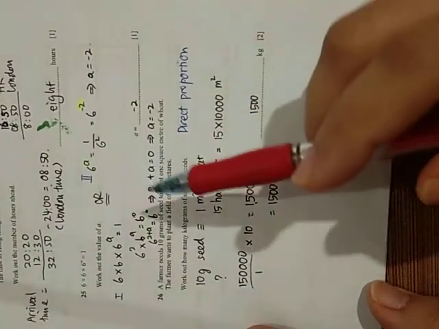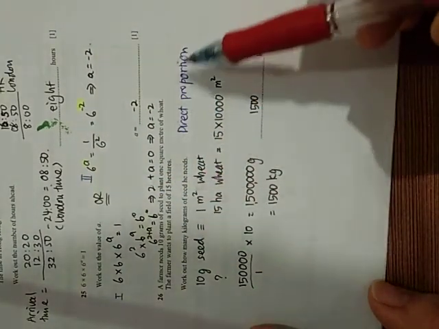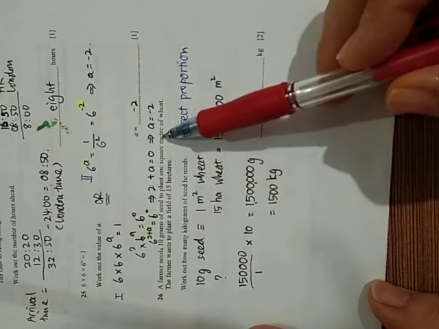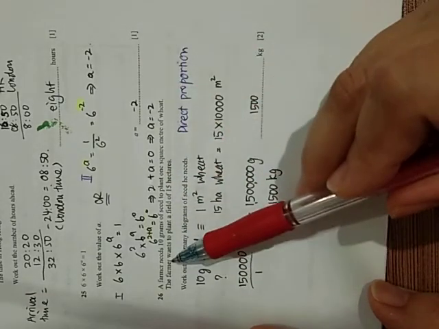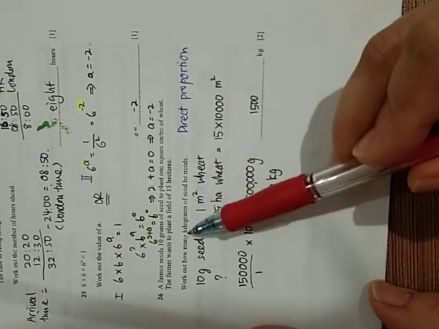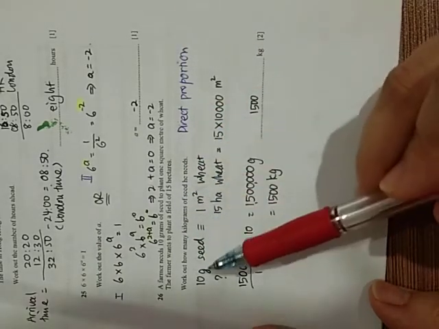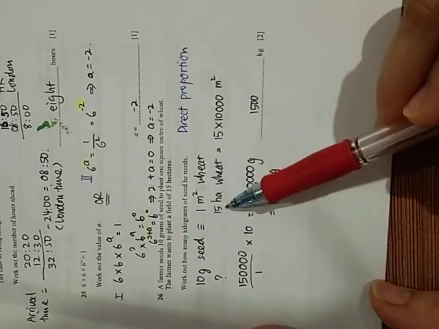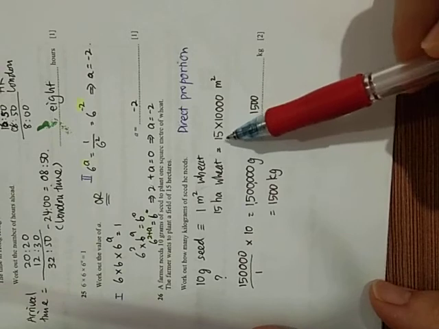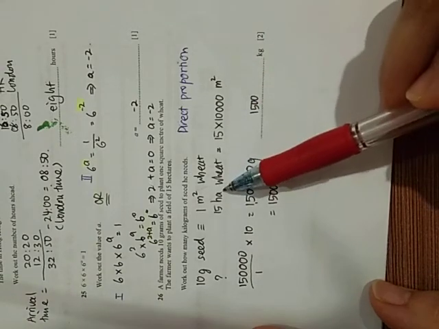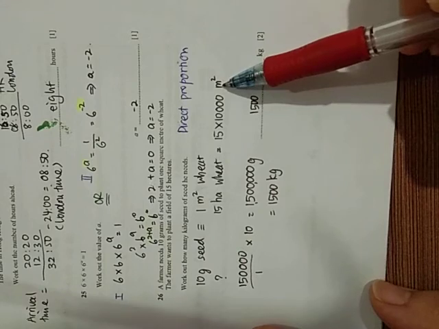Now, the last question is a direct proportion. A farmer needs 10 grams of seed to plant 1 square meter of wheat. The farmer wants to plant a field of 15 hectares. Work out how many kilograms of seed he needs. So 10 grams of seed gives us 1 square meter of wheat. 15 hectares is the same as 15 times 10,000 square meters, as 1 hectare is 10,000 square meters.